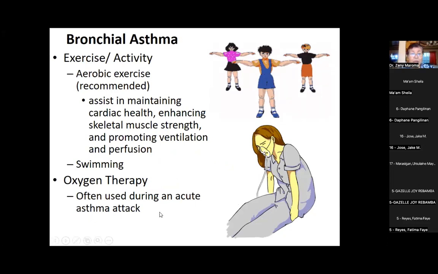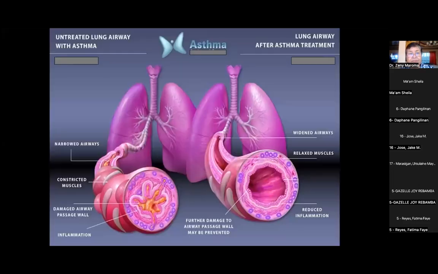Oxygen therapy is often used during an acute asthmatic attack. Okay? Kasi oxygen alone is not the management. Kinakailangan muna i-relax natin ang smooth muscles, kailangan bronchodilation para makapasok yung hangin. And therefore, after treatment, drug therapy, oxygen therapy, on the right side, kita nyo, there is already relaxed bronchial tube. There's already bronchial smooth muscle relaxation. Nag-open na yung airway. Nababawasan na yung pamamaga. Further damage will be prevented.